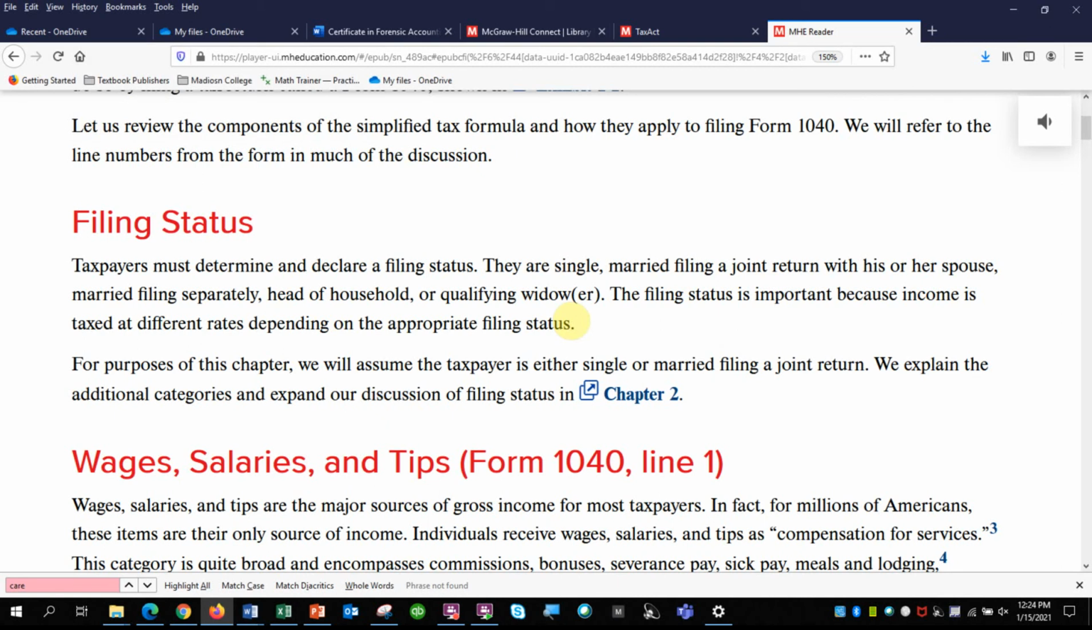So, for example, it can be said that a married couple generally, again with few exceptions, will benefit most. That is, pay the least amount of taxes by filing a joint return.